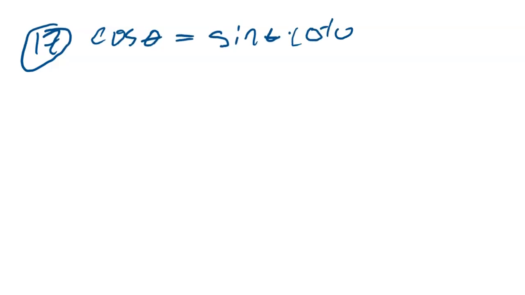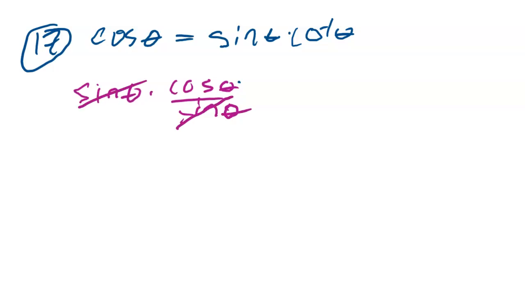Doesn't look bad. I get cosine theta is equal to sine of theta times cotangent of theta. Right-hand side. I don't know why this one looks so easy. Sine of theta times cosine of theta over sine of theta. These sine of thetas cancel out, and you just get cosine of theta. Done.